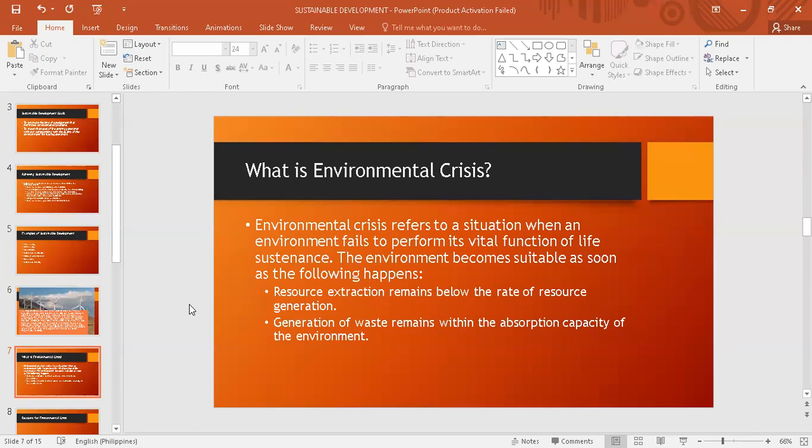Now, we have what we call the environmental crisis. The effects of not focusing sa sustainable development ay itong environmental crisis. Ano ba ito? It refers to a situation when an environment fails to perform its vital function of life sustenance. The environment becomes unsuitable as soon as the following happens. So, yung environmental crisis na to, hindi na daw ma-perform ng maayos ng environment yung kanyang function. Okay? So dito, resource extraction exceeds the rate of resource generation. Generation of waste exceeds the absorption capacity of the environment. So yung mga waste natin, hindi na kayang i-absorb ng environment natin. Okay? Kung madalas maririnig nyo, yung inang kalikasan, nagalit si inang kalikasan, kaya nagkabagyo, nagkalindol, and whatsoever.